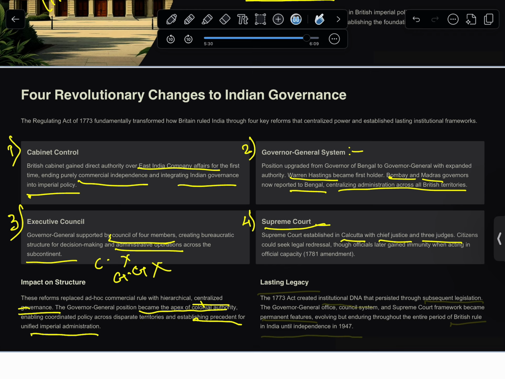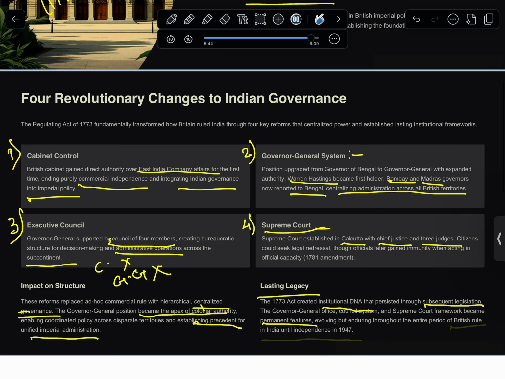This act of 1773 created an institutional DNA that persisted through subsequent legislation. The Governor General's office, council system, and Supreme Court framework became permanent features, evolving but enduring throughout the entire period of British rule in India until independence in 1947.